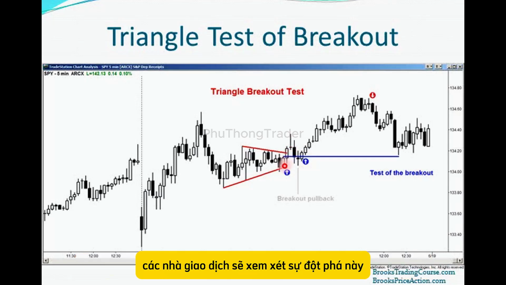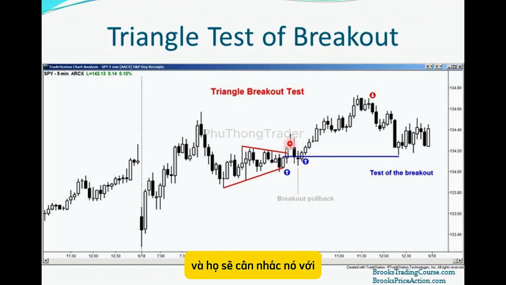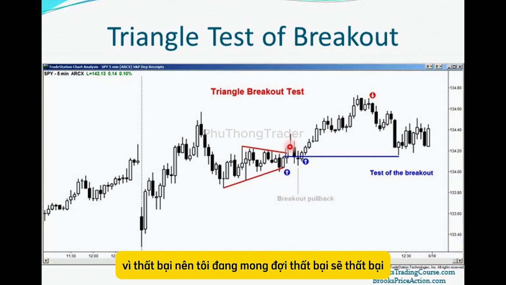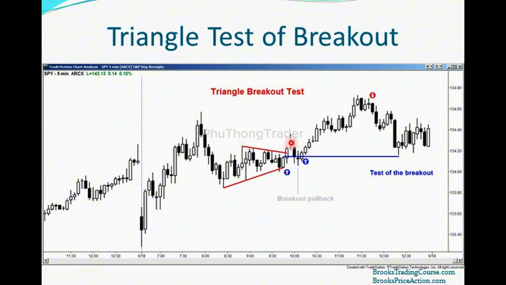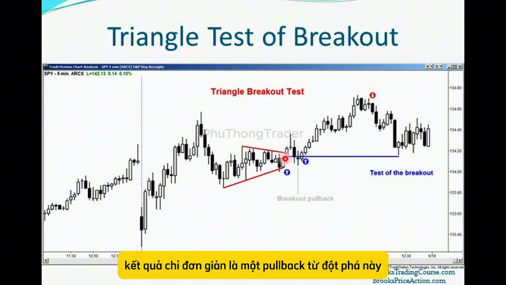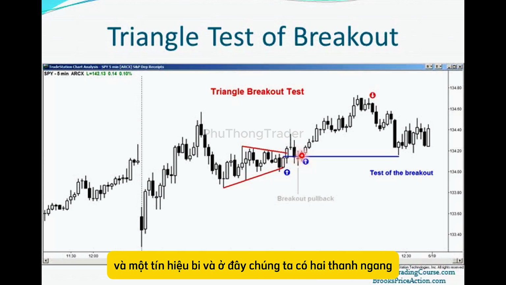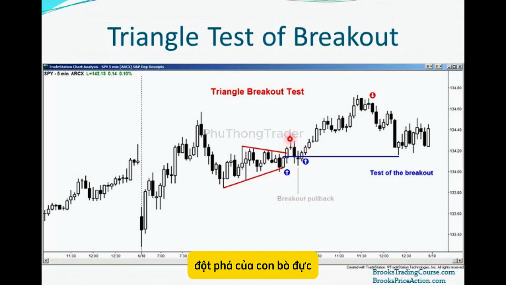Traders are going to look at this breakout, these 2 bull bars, and they're going to weigh it against the strength of this failure. To me, the breakout looks stronger than the signal bar for the failure, so I'm expecting the failure to fail, and I'm expecting the result to be simply a pullback from this breakout and a buy signal. And here we have 2 sideways bars, a bull inside bar closing near its high. To me, this is simply a pullback from this breakout of the bull, for the bull breakout of the triangle. So this is a breakout pullback buy.